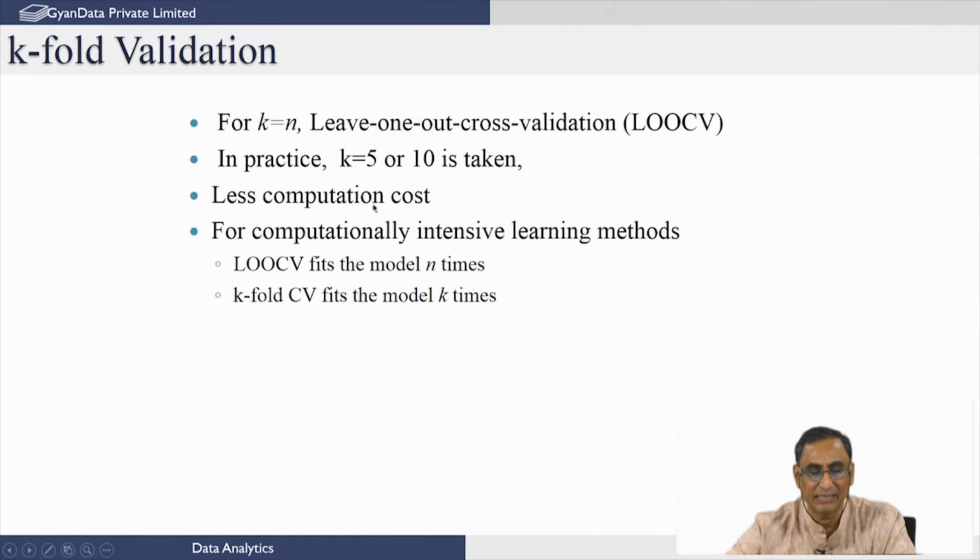This is obviously less expensive computationally as compared to leave one out cross validation, and as you see, leave one out cross validation will do a model fitting n times for every choice of the parameter, whereas k fold cross validation will do the model building k times for every choice of the parameter.